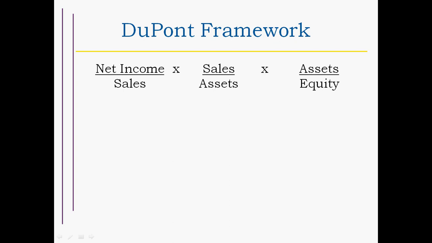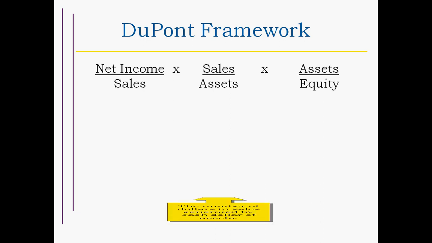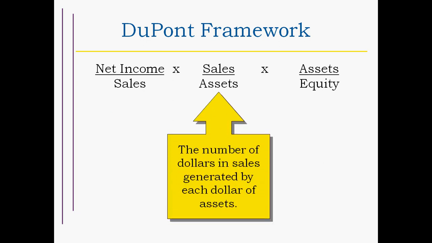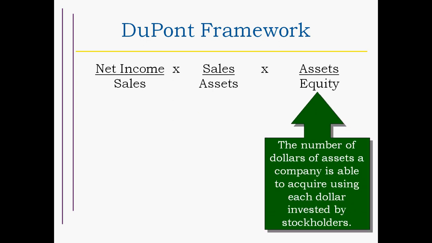DuPont framework: ROE is net income divided by sales, multiplied by sales divided by assets, multiplied by assets over equity. These show the number of cents in profit generated from each dollar of sales, the number of dollars in sales generated by each dollar of assets, and then the number of dollars of assets a company is able to acquire using each dollar invested by stockholders.